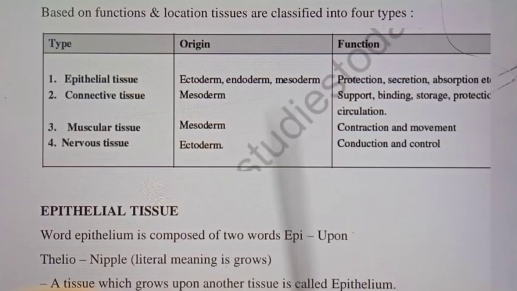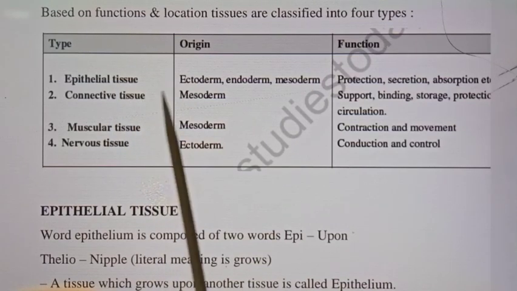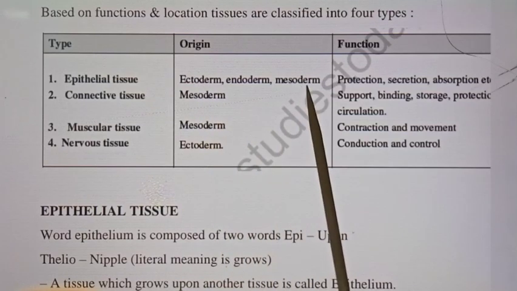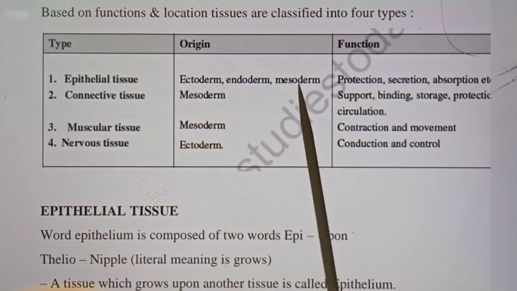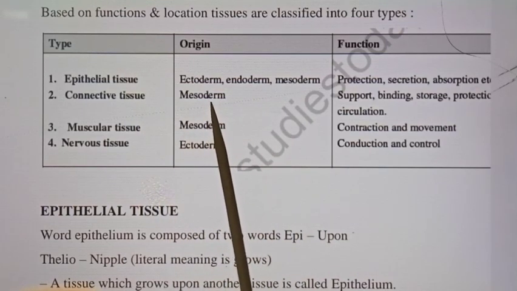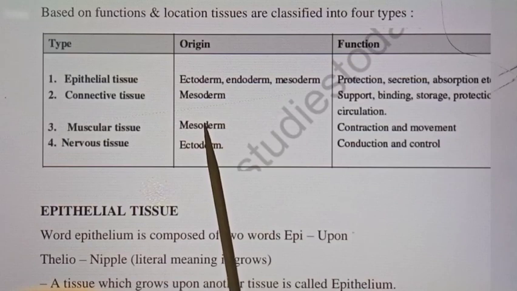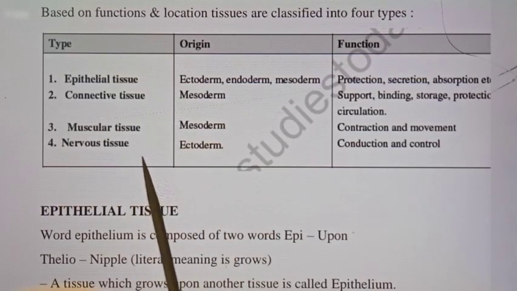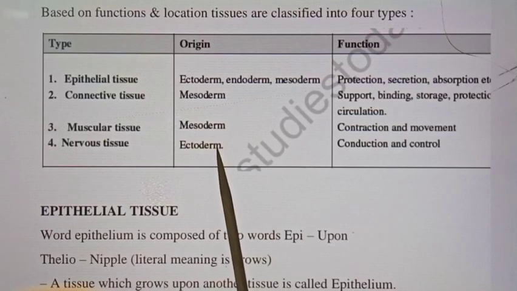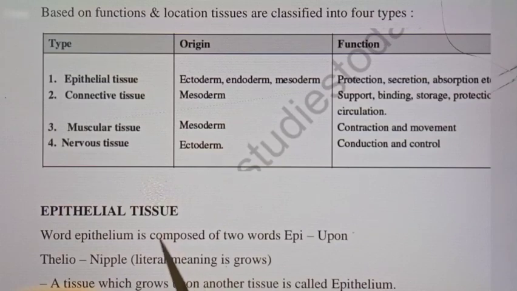These tissues originated from these layers. The epithelial tissue covers the internal and external organs, and it originates from all 3 germ layers, that is ectoderm, endoderm and mesoderm. Whereas the connective tissue, basically the skeletal system and the transport system, originates from mesoderm, the middle germ layer. The muscular tissue develops from mesoderm, and nervous tissue originates from ectoderm. The function we will study in detail as we go through each tissue.